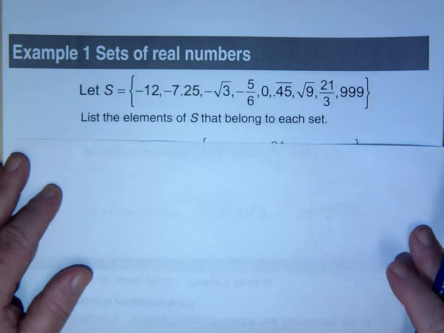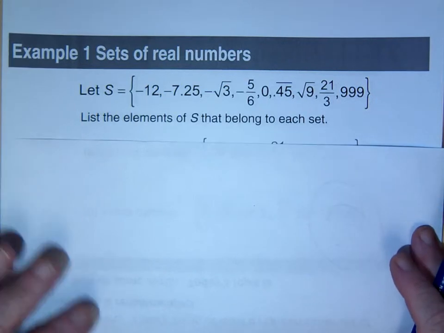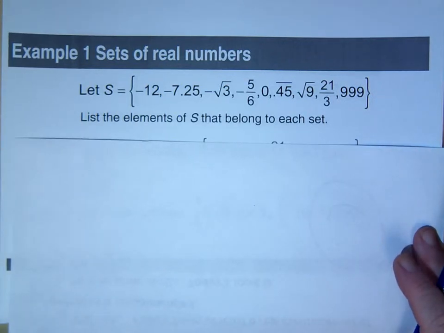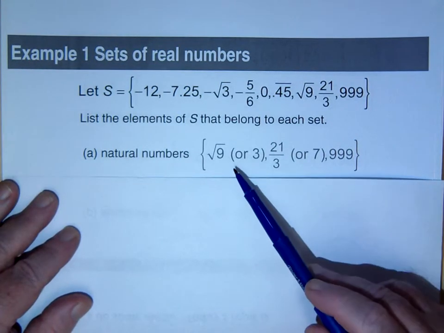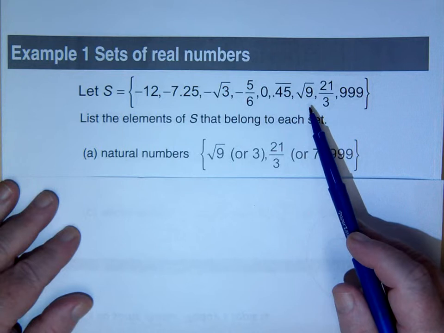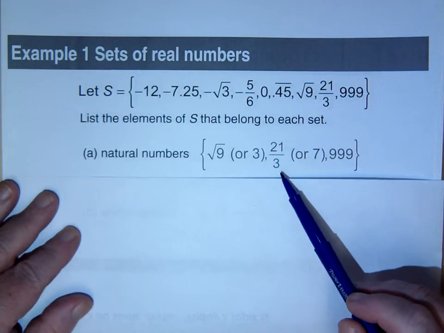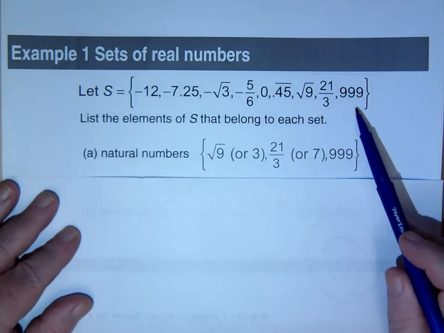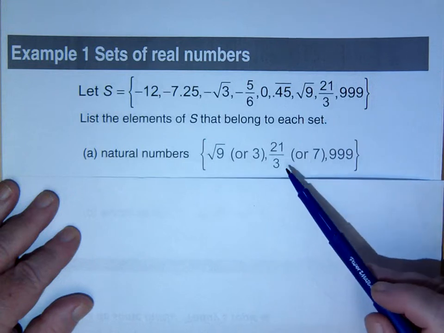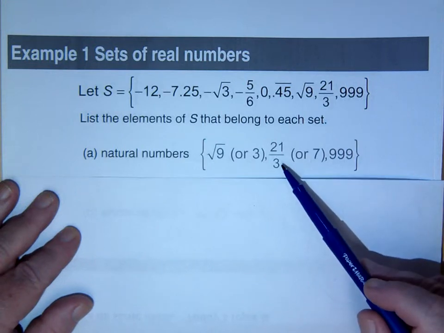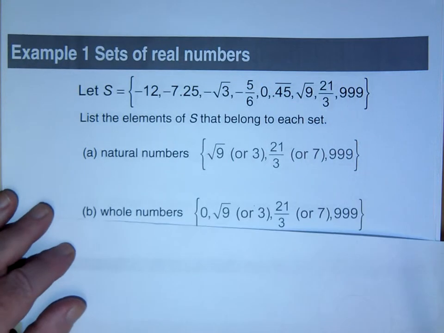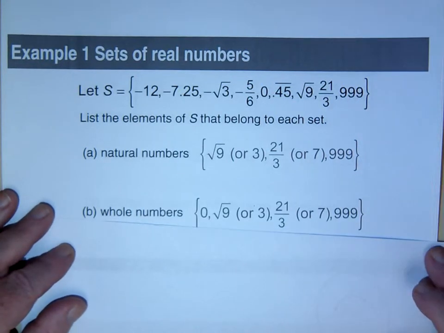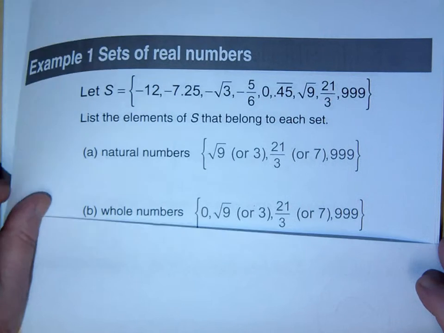Now, one type of problem you can be confronted with is, given a set of numbers, list the numbers or the elements of the set S that belong to each of the following sets. So for example, if I'm talking about the natural numbers, I will identify that the square root of 9 and 21 over 3 and 999 are all natural numbers. Notice that it doesn't matter how we write it, it really matters what the value of the number is in lowest terms. Whole numbers, we will add 0 to that set.